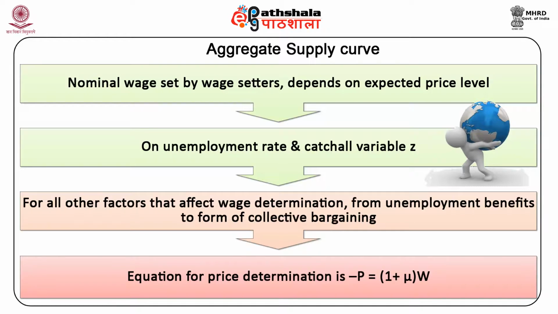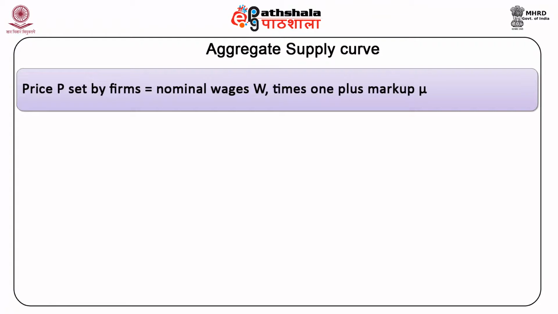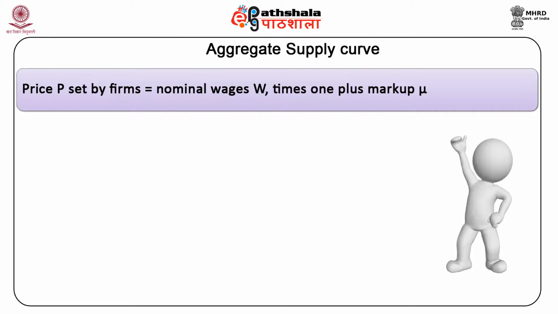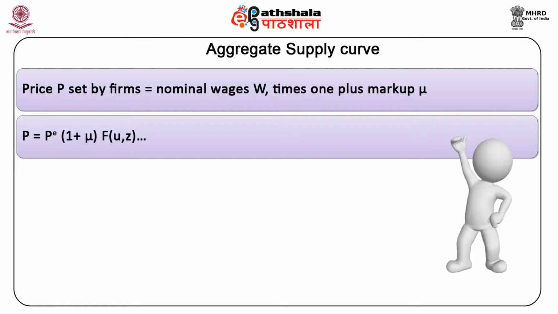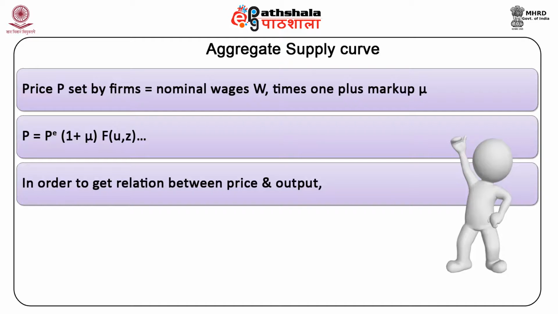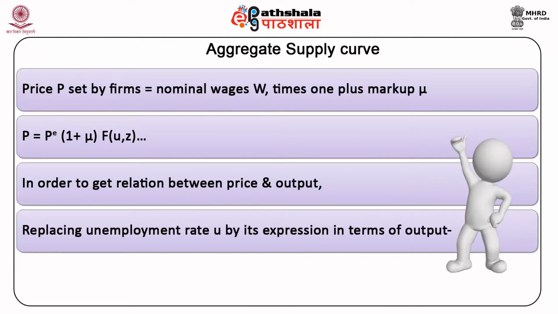The equation for price determination is P is equal to (1 plus mu) times W. The price P set by firms is equal to the nominal wages W times 1 plus the markup mu. Substituting the value of W and using previous equations, P is equal to P^e times (1 plus mu) times F(U, Z).